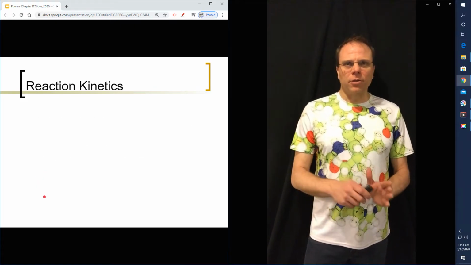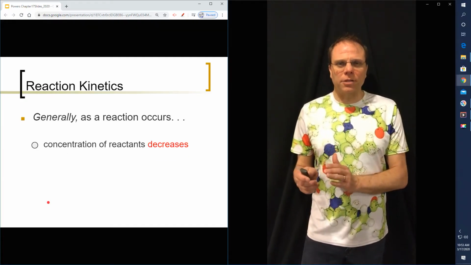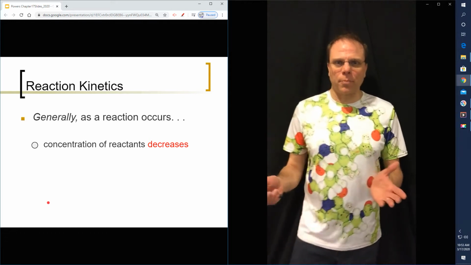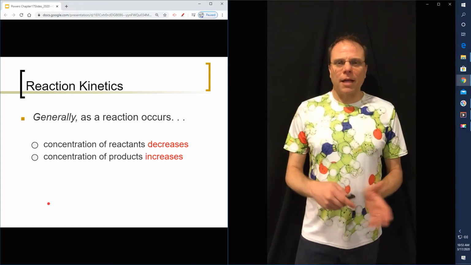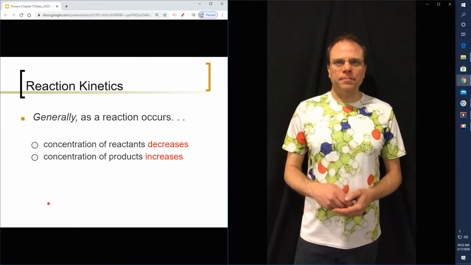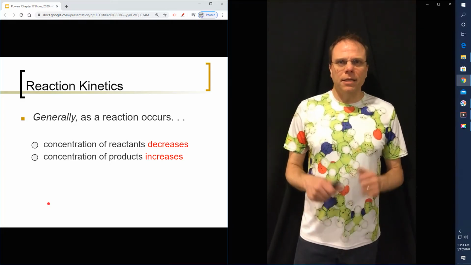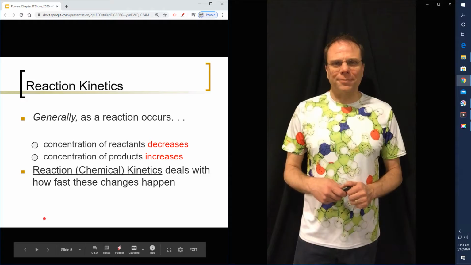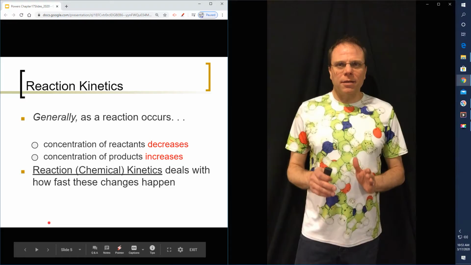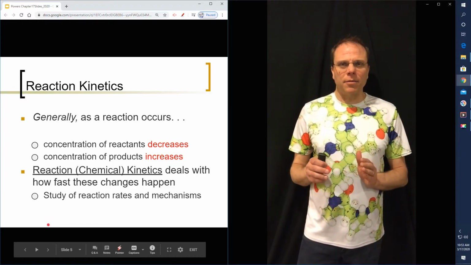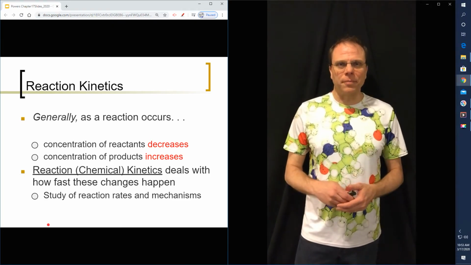Generally, as a reaction occurs, you're going to have a decrease in the concentration of the reactants as it becomes part of the products. And generally, you're going to have an increase in the amount of products, right? That's if the reaction is going in a forward direction. Well, reaction kinetics, or chemical kinetics, deals with how fast these changes take place. So, we are going to study reaction rates and reaction mechanisms in reaction kinetics. That's what we're going to look into.